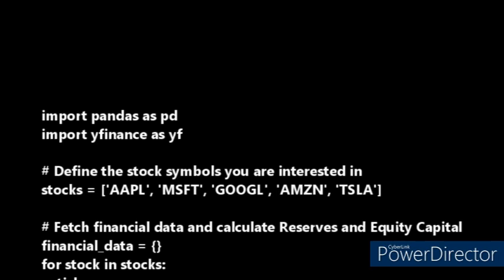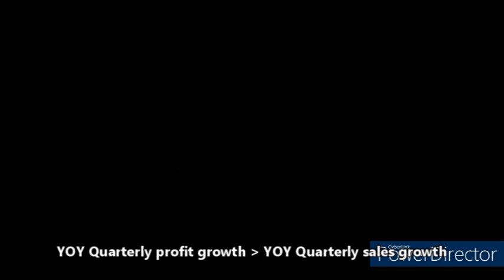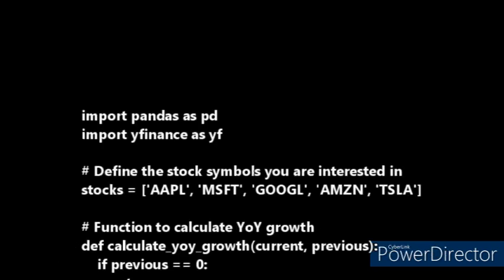Its implications. Year-on-year quarterly profit growth: this measures the percentage increase in a company's profit for a specific quarter compared to the same quarter in the previous year. Year-on-year quarterly sales growth: this measures the percentage increase in a company's sales revenue for a specific quarter compared to the same quarter in the previous year.